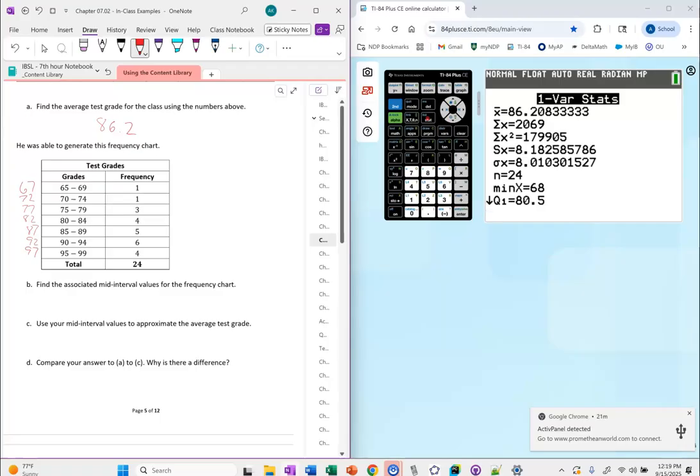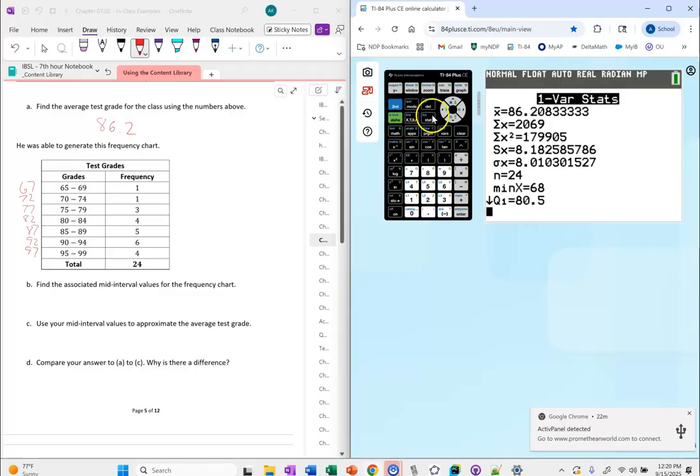What this is saying is you have 167, you have 172, you have 3 77s, you have 4 82s, you have 5 87s. So if you're doing it, you'd have to have 67 plus 72 plus 77 plus 77 plus 77 plus 82 plus 82 plus 82 plus 82, and so on and so forth. Or you type this in your calculator and just do it for you. So let's see how we do that.